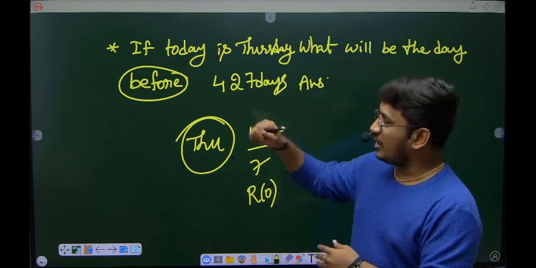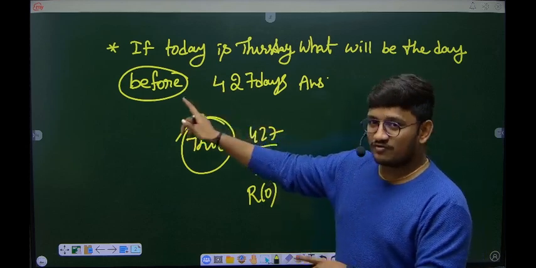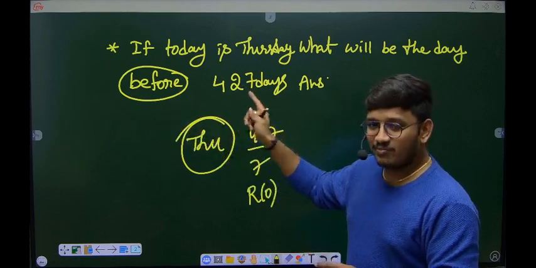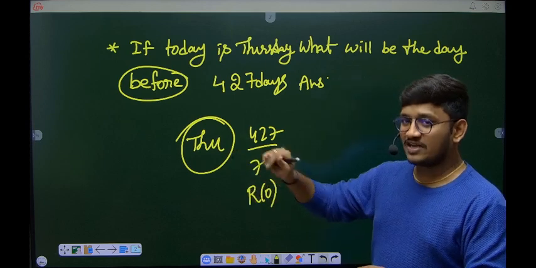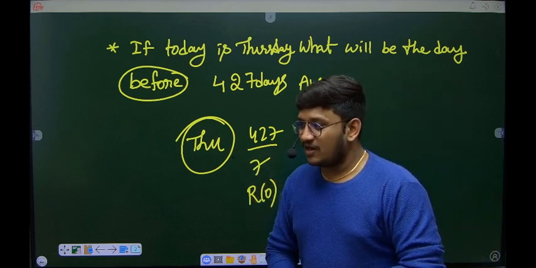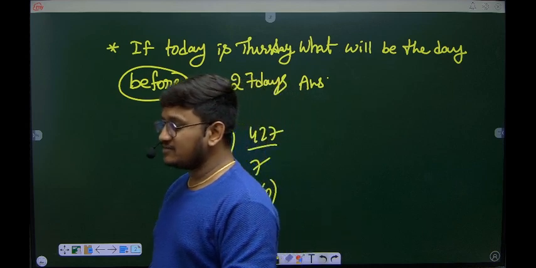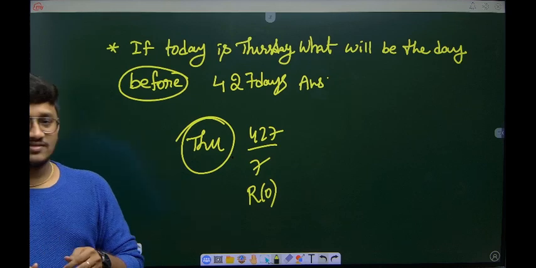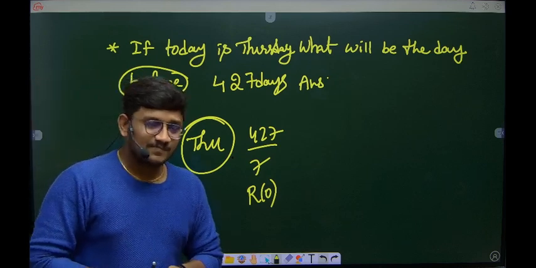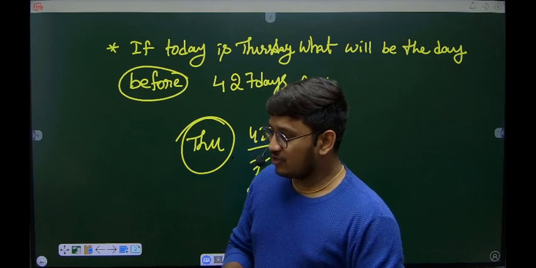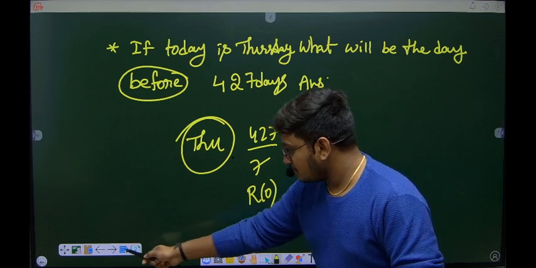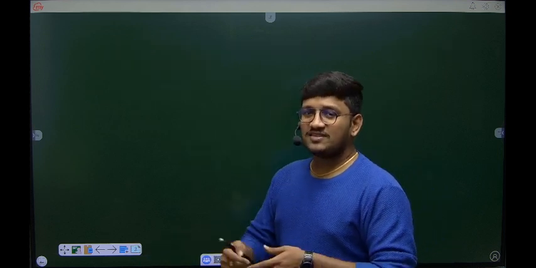Whatever the values change to, you just need to observe whether we need to calculate before or after. Then you divide that number by 7. Based on the remainder, you can decide which day it was. Are you clear about this particular pattern? I hope you understand this logic, right? Shall we go for the next one? Okay, let's go with the next type of pattern.